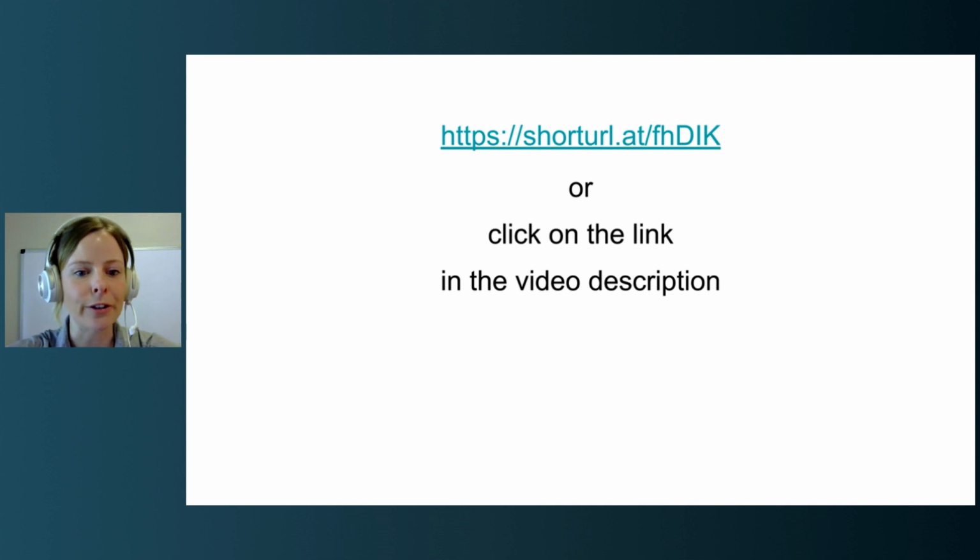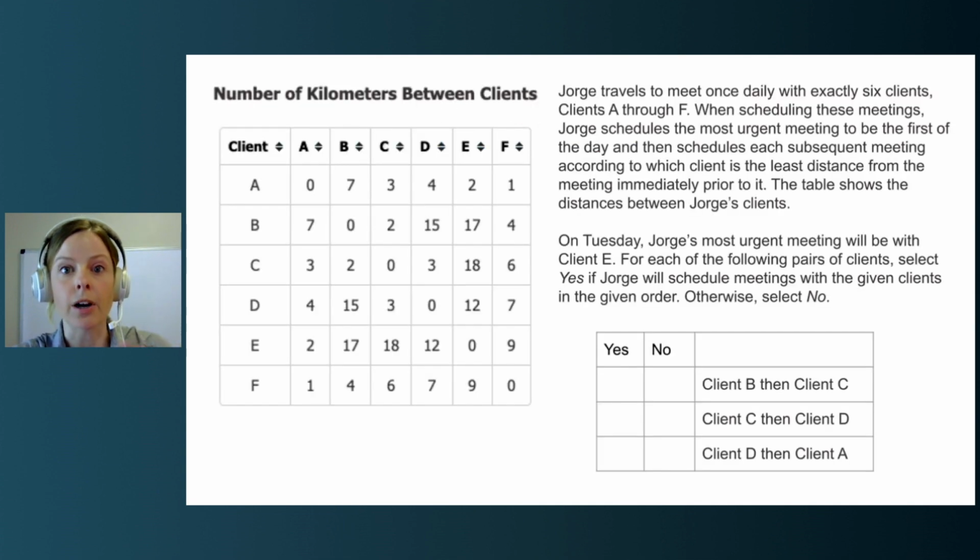Okay, let's talk it through. So here we are given a title on the chart, so I think that's a good place to start. It says the number of kilometers between clients. So we've got these clients who are creatively named A through F, and then we've got these numbers that seem to be how far away they are from one another.